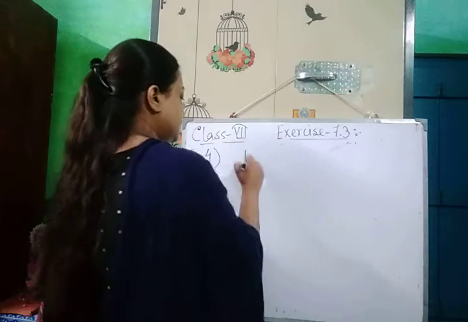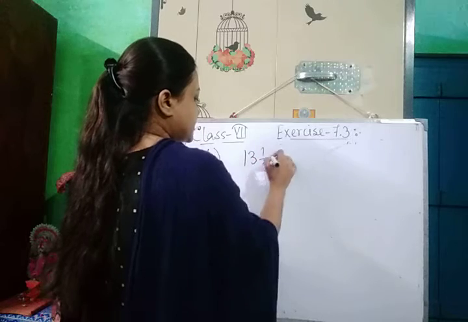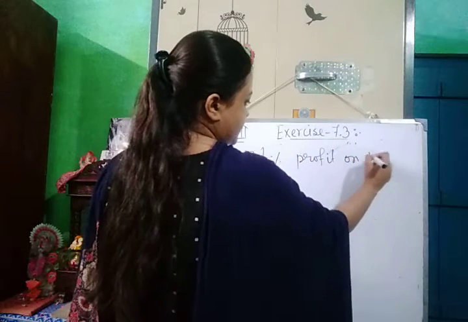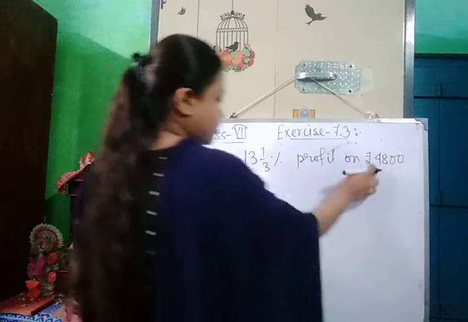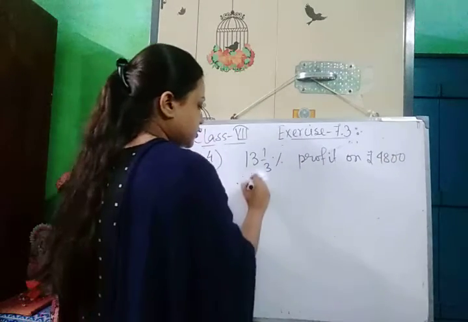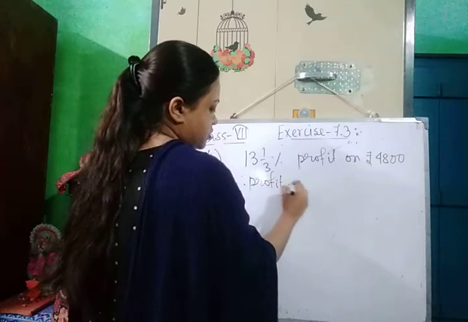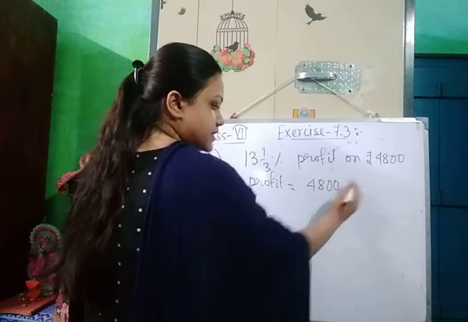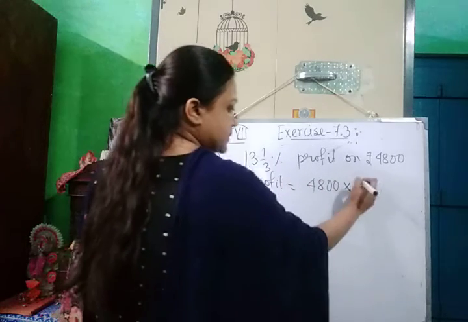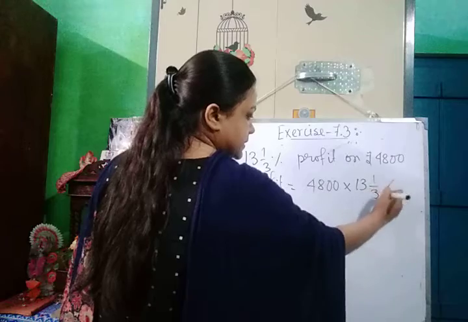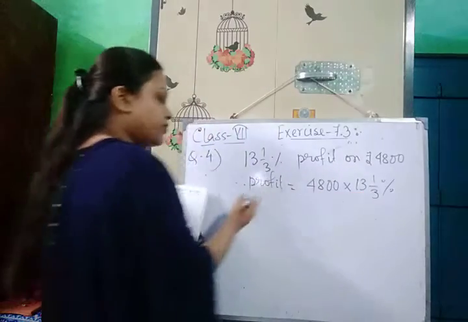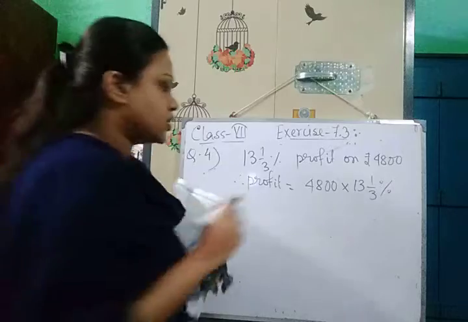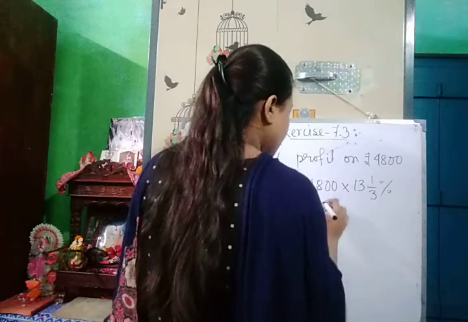So profit, 13 whole 1 by 3% profit on rupees 4,800. So what is the profit? Therefore profit equals, we will find out the cost price into 13 whole 1 by 3%. So how can we find out the profit? Profit equals the cost price into the percentage. Okay.